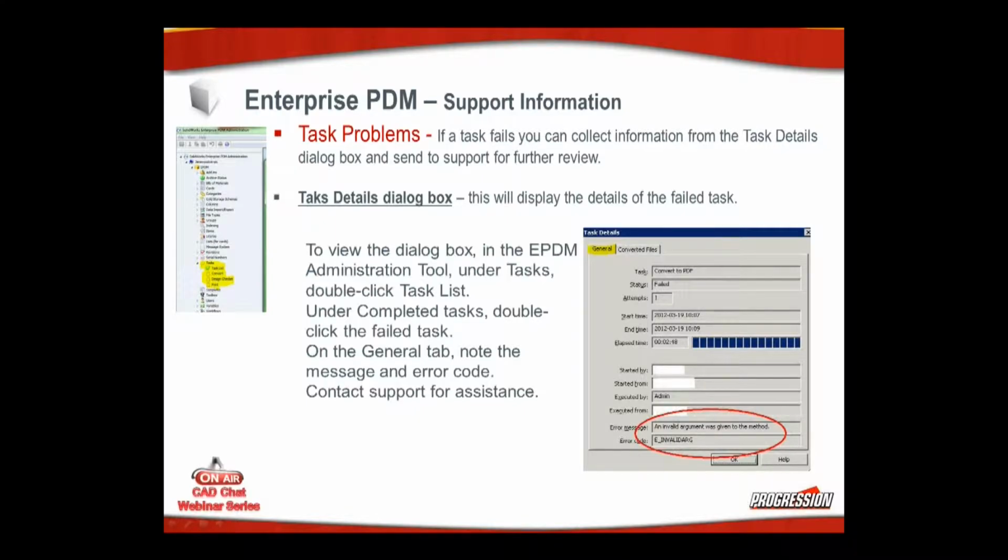Then another dialog box would open up, and if there are failed tasks, you would see them. You would double-click the failed task, and then this dialog box will pop up. Under the General tab, you will see an error message or an error code in there, and you could send this information to support for further assistance. This would help us to better troubleshoot your errors.